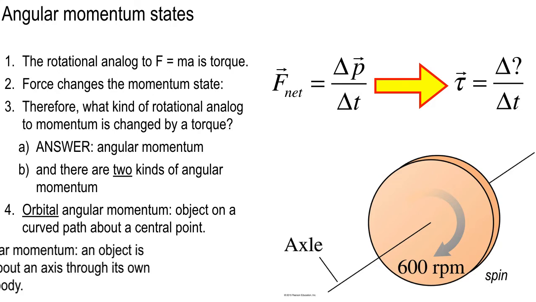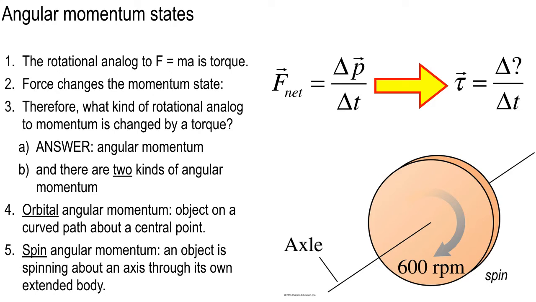Now, let's keep going. The second kind of angular momentum is called spin angular momentum, and this wheel, this disc up here, is a good example of that. It's spinning about an axis through its own extended body.